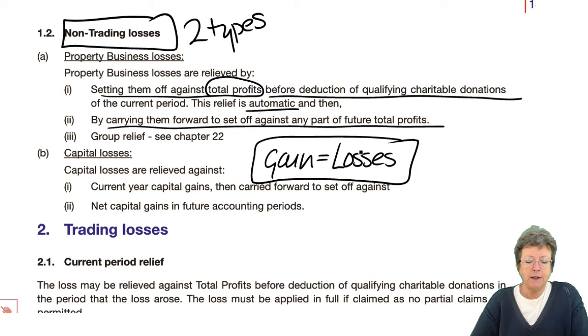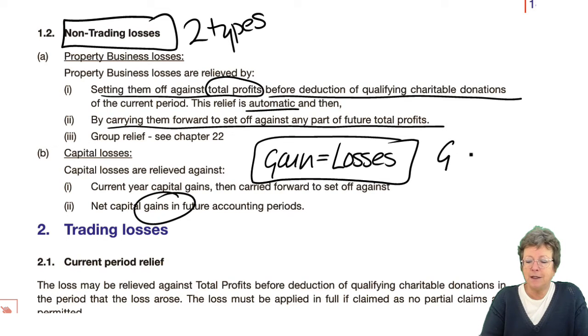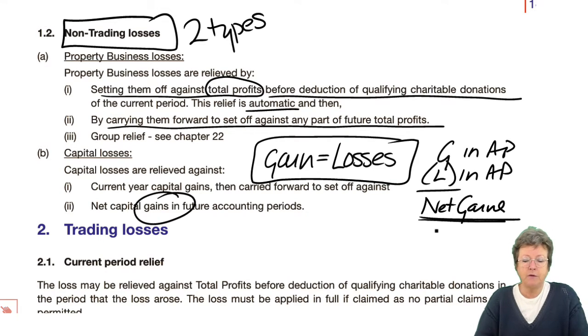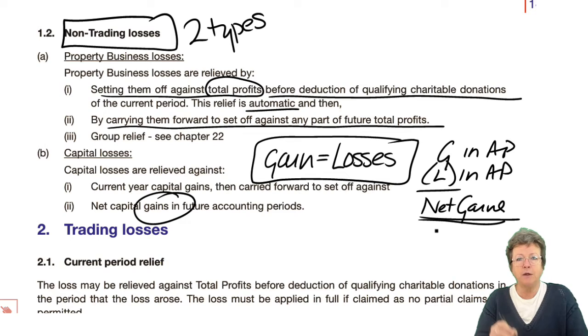Okay, current year gains is where you do it first, and then you carry it forward against gains. So if you've got gains in the accounting period and you've got losses in the accounting period, then you do that automatically to get net gains. Anything else is then carried forward, but they stick together. You cannot have them against total profits.